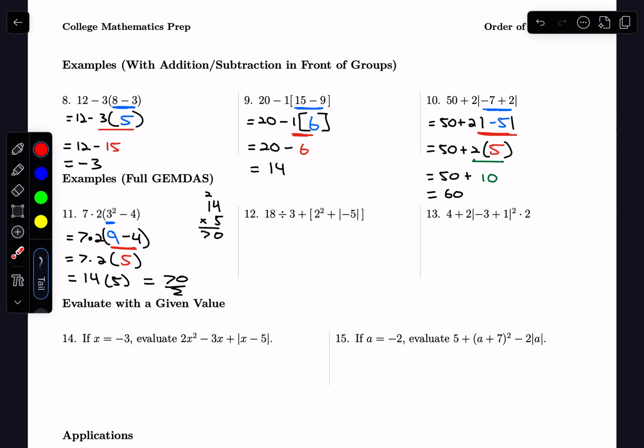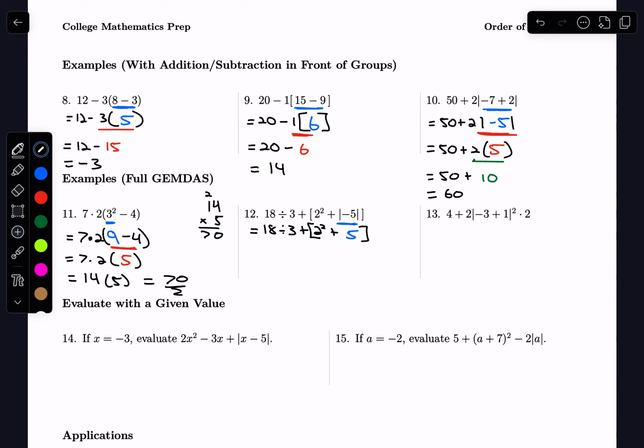All right, number 12, a little bit more going on now. We have 18 divided by 3 plus 2 squared plus absolute value negative 5. Okay, first we're going to look inside these brackets. But then once we see those brackets, then we're going to look even deeper inside and see that we have a grouping symbol right here, and it's this absolute value of negative 5. So before I do anything else, I need to do that innermost grouping symbol. Absolute value of negative 5 is just 5. And then we can go ahead and rewrite the rest of the problem. 18 divided by 3 plus bracket 2 squared plus 5, and the bracket.